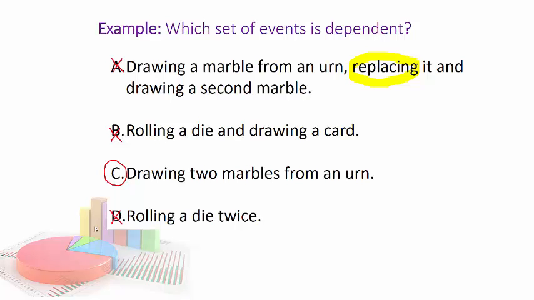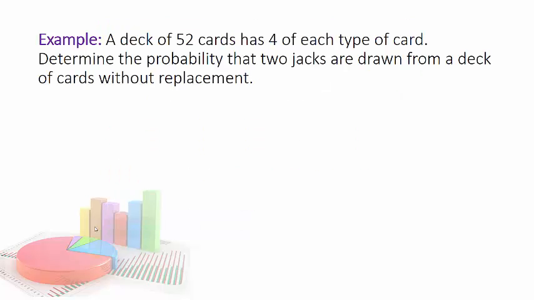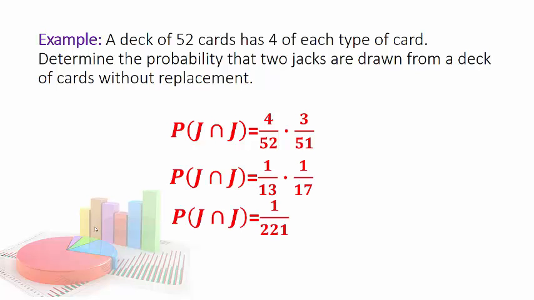So let's take a look at an example and calculate it. So I've got 52 cards, 4 of each type of card. Determine the probability that 2 jacks are drawn from a deck of cards without replacement. So I want the probability of a jack and a jack. Well, the first probability is 4 out of 52. But look what happens to the second probability. It becomes 3 out of 51 because there are 3 jacks left out of 51 cards. Now, I'll just go ahead and do the rest of the math, simplify. And so that probability would be 1 out of 221. And odds are we would give a decimal answer on our AP test. All right, I have a partiality to fractions myself.